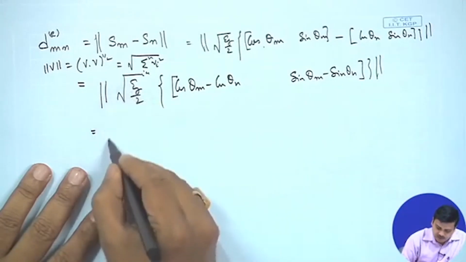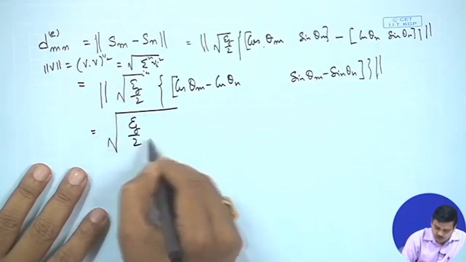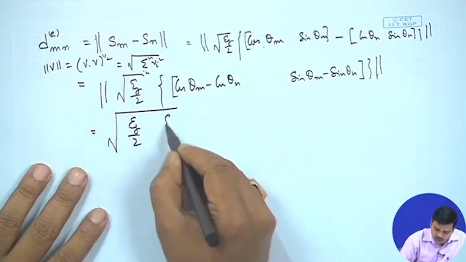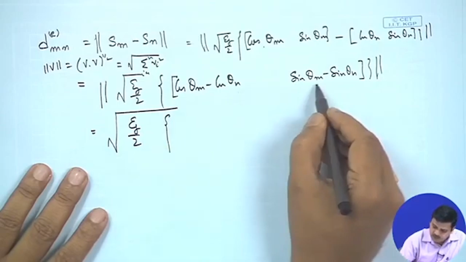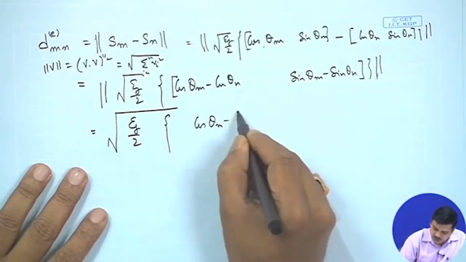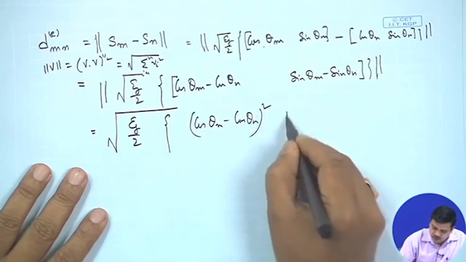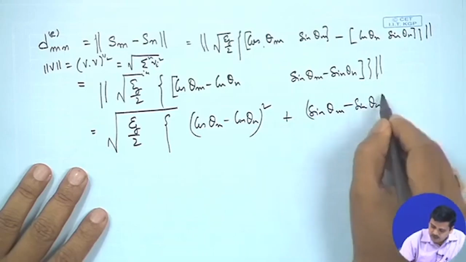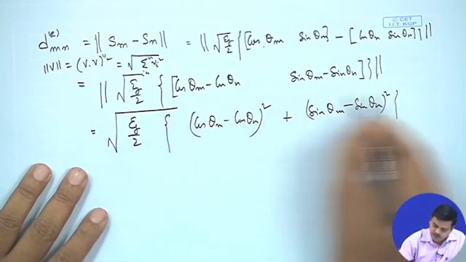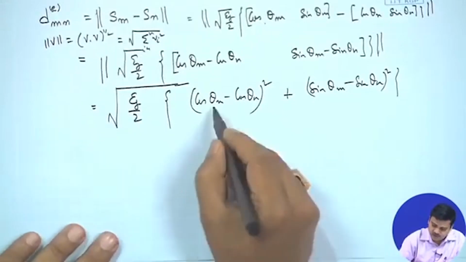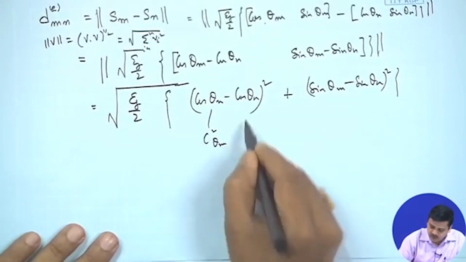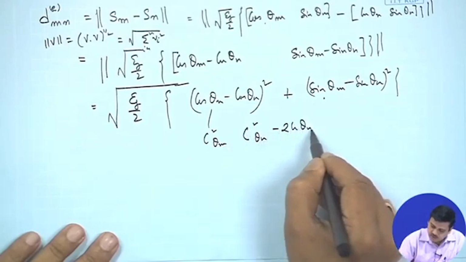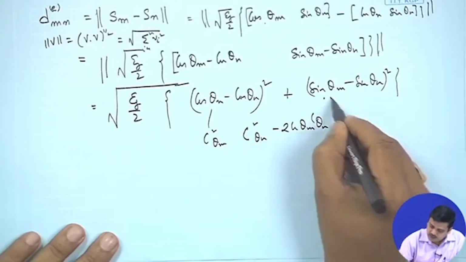Going by this, we are left with the square root of E_g by 2, and you have this term squared plus this term squared. That means cos theta m minus cos theta n squared plus sin theta m minus sin theta n squared, and a square root across the whole. If you carry this forward, you are going to get a cos squared theta m, a cos squared theta n, and minus cos theta m cos theta n, and the same with these terms.